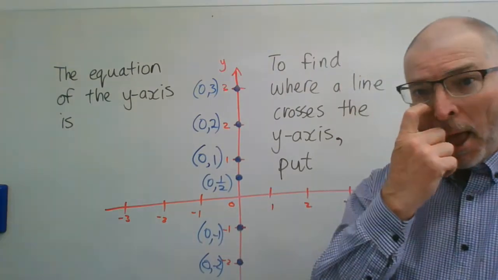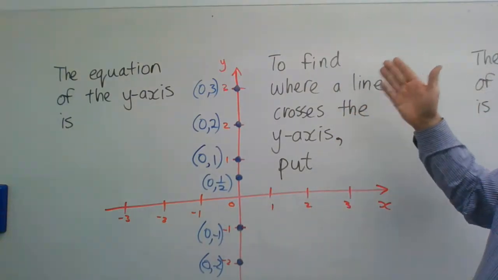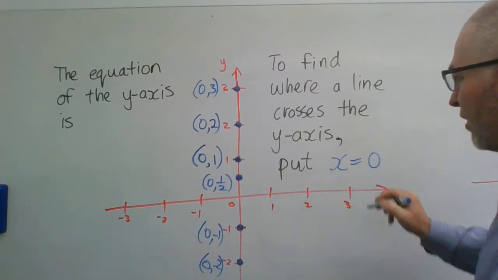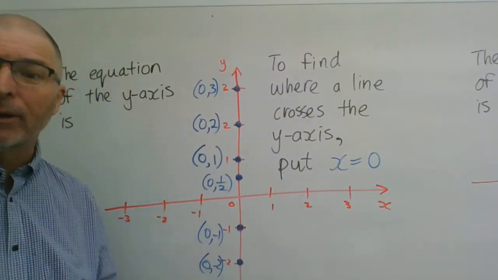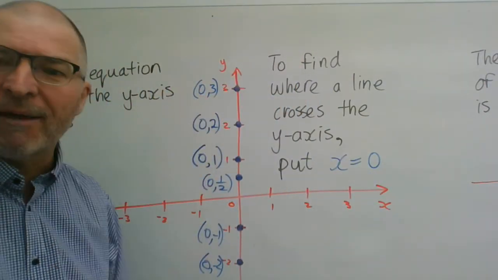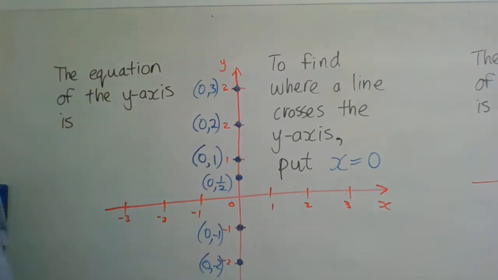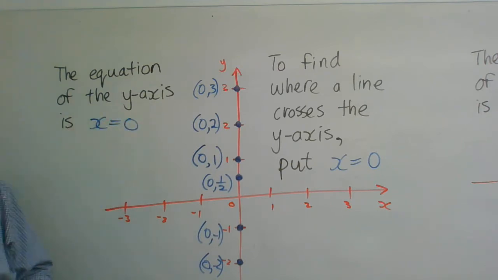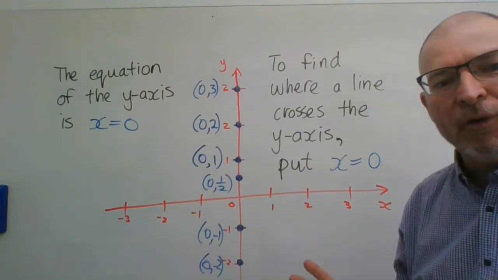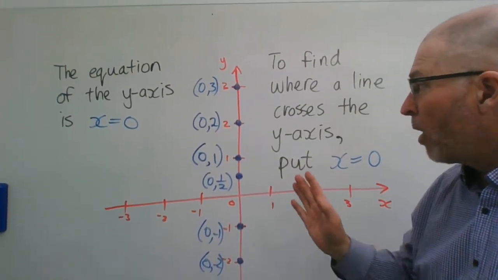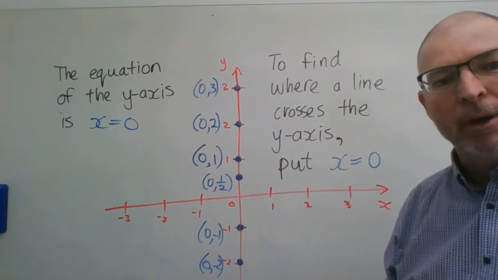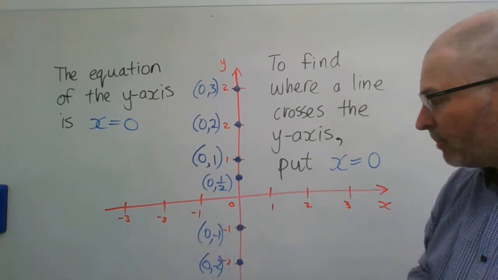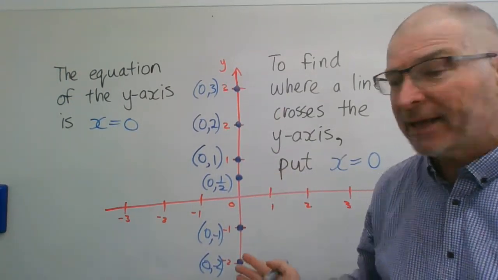The point is that to find where a line crosses the y-axis, you need to put x equals 0, because every point on the y-axis has x equals 0, every single point. In fact, the equation of the y-axis is x equals 0. Important takeaway: to find where a line or any curve crosses the y-axis, put x equal to 0, because the equation of the y-axis is x equals 0 and because, of course, anywhere on the y-axis, x equals 0.